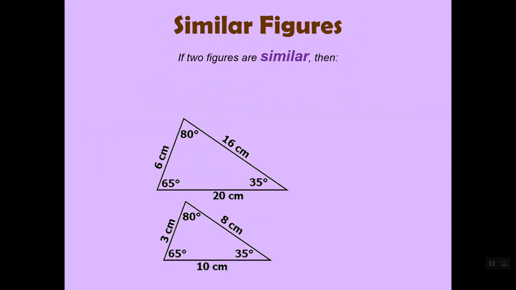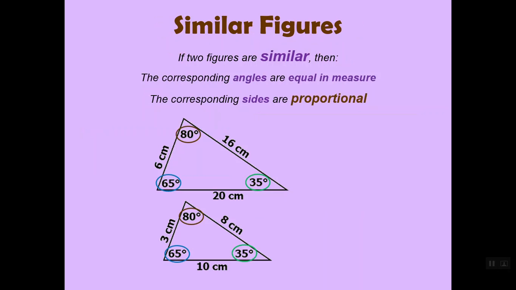In similar figures, the corresponding angles are equal in measure. You can see we've got 80 degrees, 65 degrees, 35 degrees in each of those triangles. The angle measures are all exactly the same. However, the corresponding sides are not the same, but they're proportional. So if we take the side lengths of the big triangle and the small triangle and put them in a ratio, simplified, that comes out to 2/1.